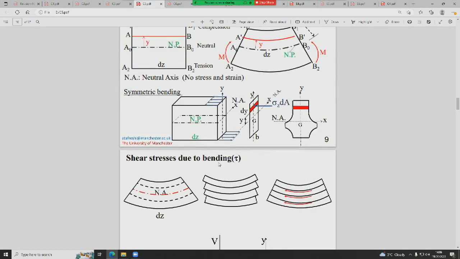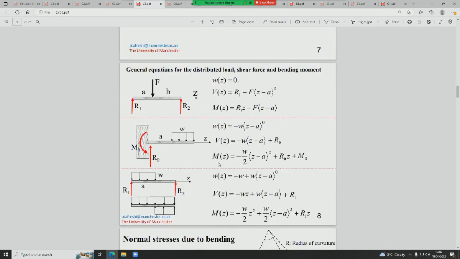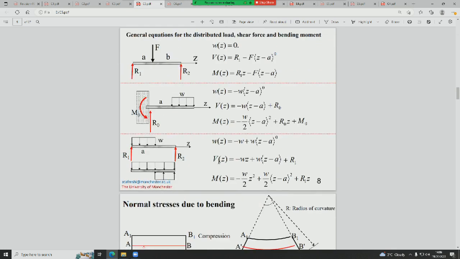Slide 8, yeah, of course I can. Right. For the last diagram, if the distributed load is on the right hand side, okay. You just reverse the signs. It's like this one. Would you just reverse the signs on the equations then? In the step function, you mean?